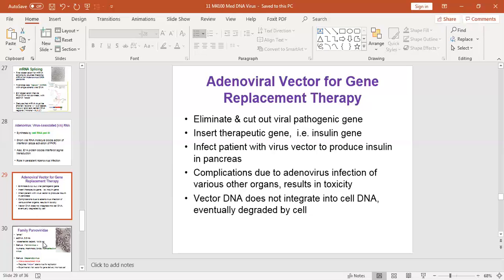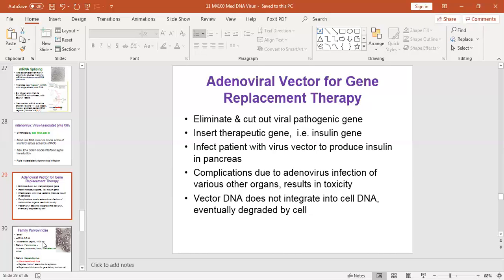However, the very, very good point about the adenovirus gene therapy protocol is that the adenovirus DNA does not integrate into host cell DNA. That's beautiful, because if it gets in there, as long as the host cell is replicating, the genes under the control of the vector, or the genes inserted in the vector, will also be producing, which is not very advantageous. The good thing is that this virus will eventually get degraded by the host cell.